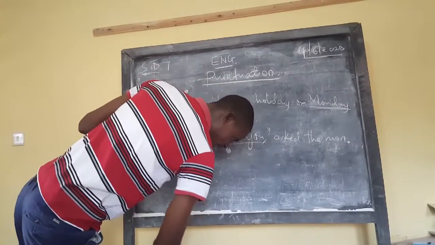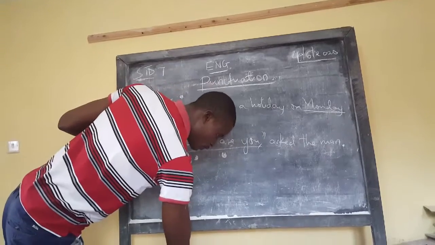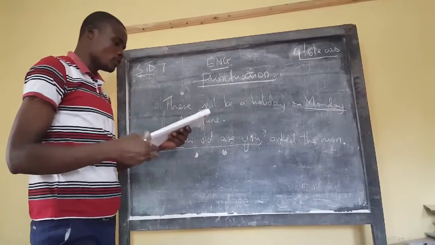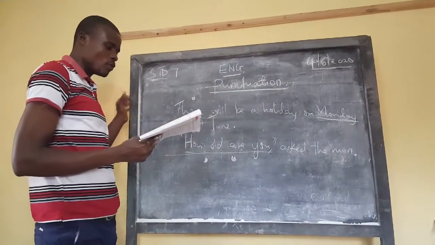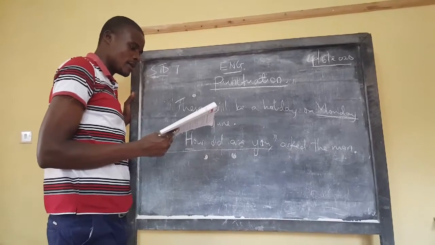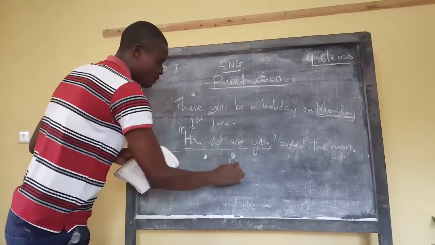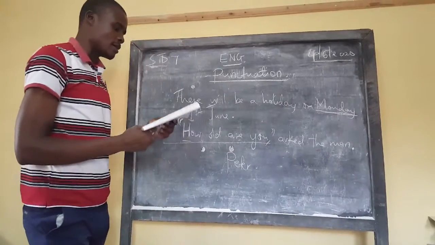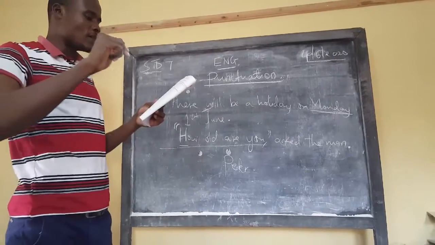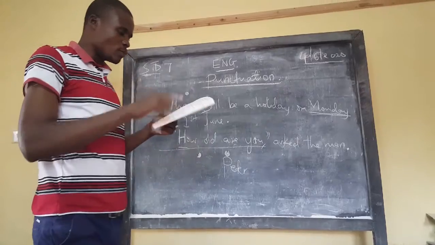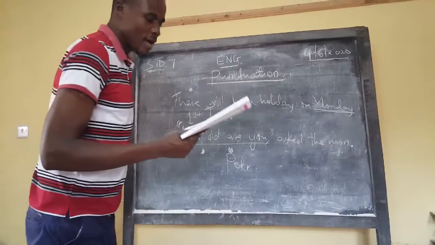Another one. Where does Peter stay? Asked the doctor. That is the same. But the only thing you need to know there, because you've been told, where does Peter stay? Asked the teacher. So where must we begin with a capital? You open quote marks, you open. Then where does Peter stay? Peter should be written in capital letter. Somebody's name. Peter there is a proper noun. Asked the teacher. So before you end, you must put a comma, and then you put the closing speech marks. And then you say, asked the teacher.